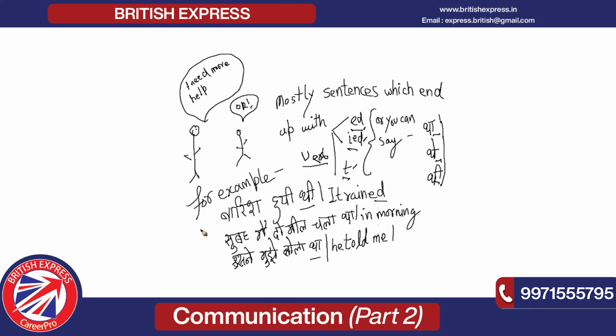I have written 3 examples. बारिश हुई थी, it rained. Here your ed is there, थी is there. सुबह मैं 2 मील चला था. In the morning, I walked for 2 miles. उसने मुझे बोला था. He told me. So these are the three sentences which I tried to write and tried to explain what is actually happening in your simple past.